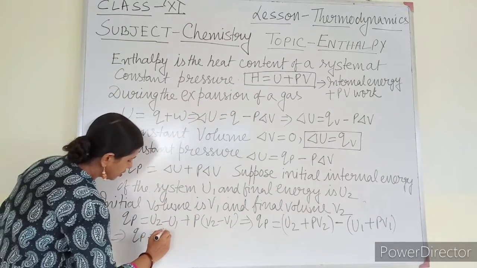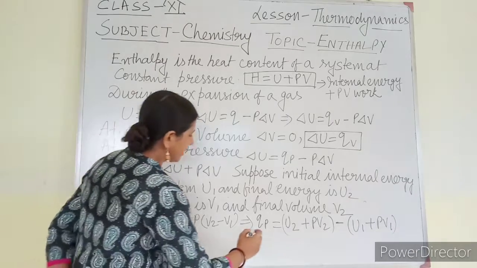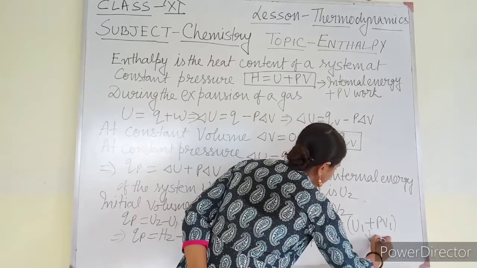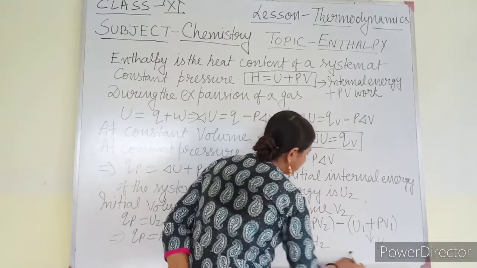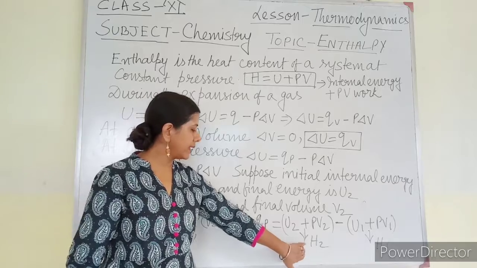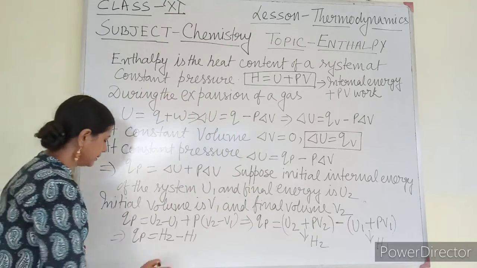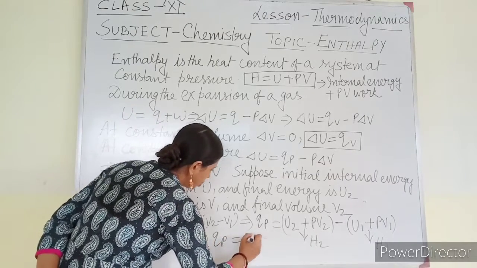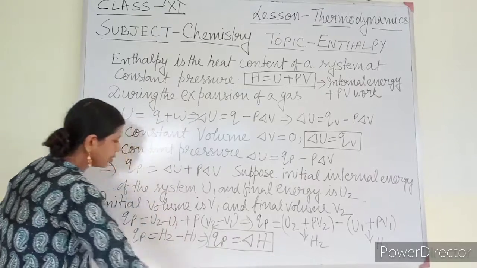QP equal to H2 minus H1, where H2 is the enthalpy at the final stage and H1 is the enthalpy at the beginning. So what are you getting? Your equation is becoming QP equal to delta H. Okay, this is the final equation.